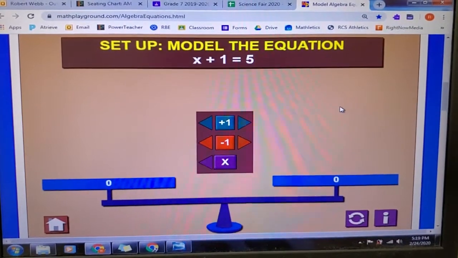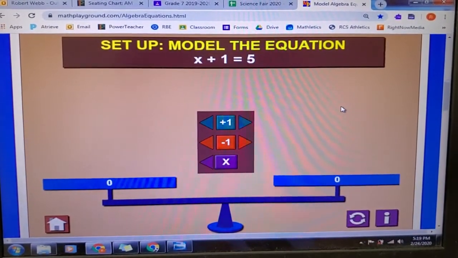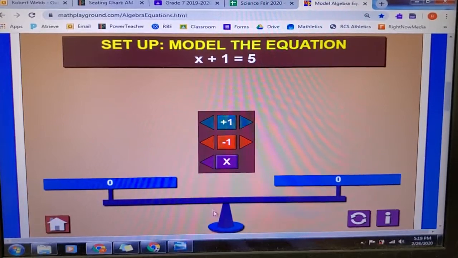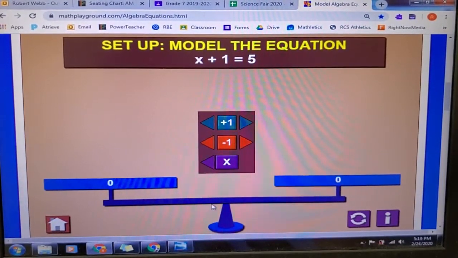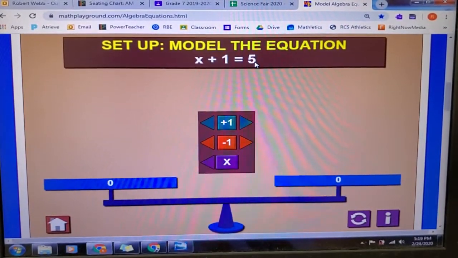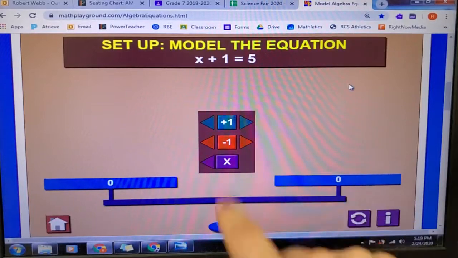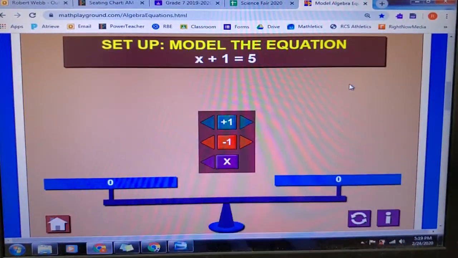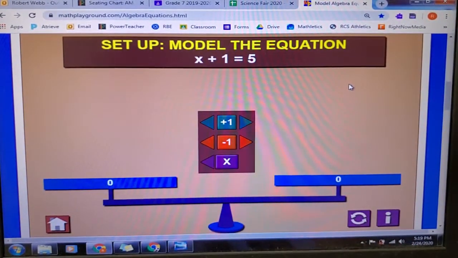All right, here is 6.2, using a model to solve equations. I'm going to use this balance model. So here's a balance. Essentially, this middle is where your equal sign is, and everything to the right of the equal sign, so this 5 up here, needs to go on the right side, and everything to the left of the equal sign needs to go to the left, and what's going to happen is it'll be balanced.